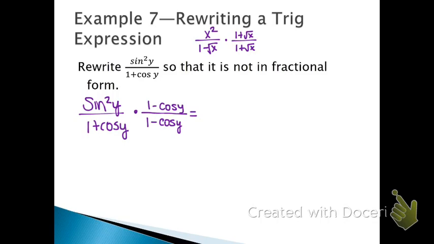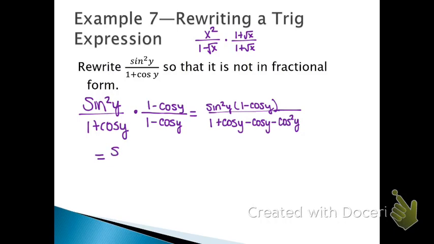Alright, so I'm not real sure if it's going to be beneficial to distribute the sine squared on top, so I'm just going to leave it as sine squared times 1 minus cosine. But I am going to do FOIL on the bottom there. So we couldn't have done the sine squared plus cosine squared equals 1. Alright, so on top I'm going to keep sine squared times 1 minus cosine, over, and on the bottom I got 1 minus cosine squared.